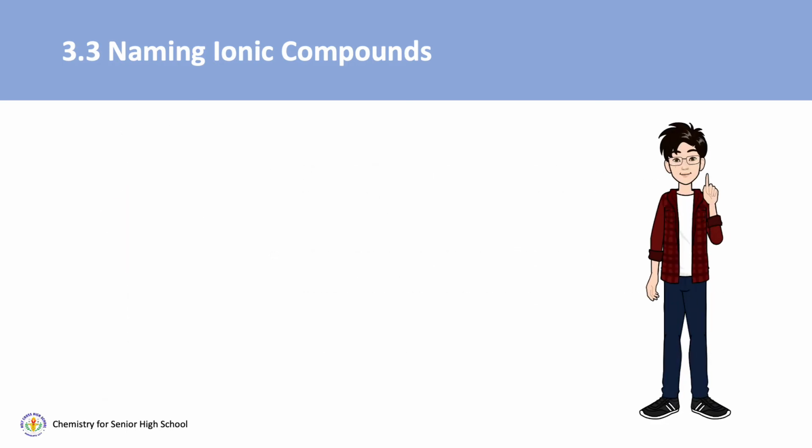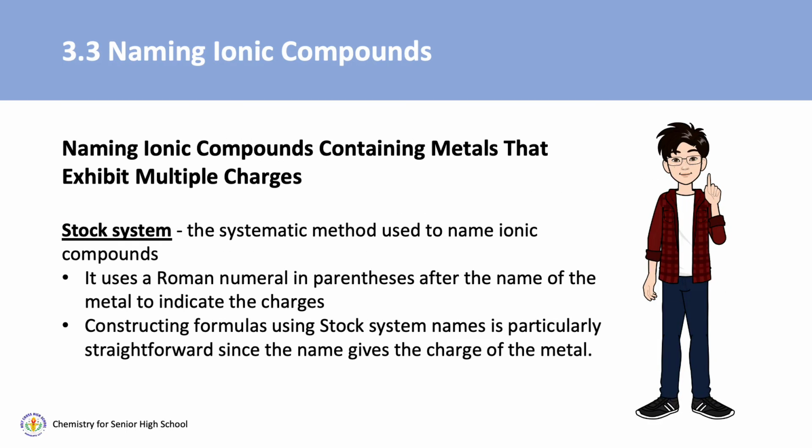So now we move on to naming ionic compounds containing metals that exhibit multiple charges. In naming ionic compounds containing metals that exhibit multiple charges, we use the stock system, which is the systematic method used to name ionic compounds. The stock system uses a Roman numeral in parentheses after the name of the metal to indicate the charges. Constructing formulas using stock system names is particularly straightforward since the name gives the charge of the metal.